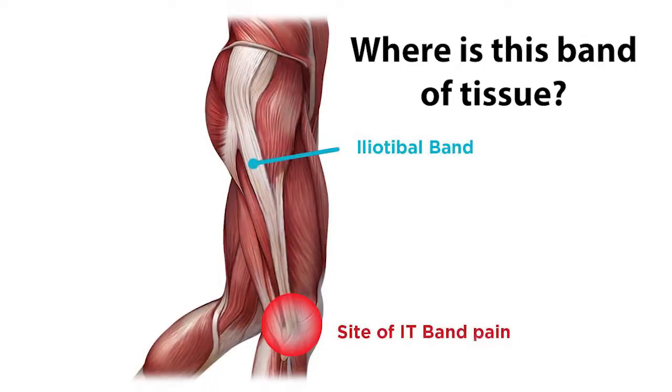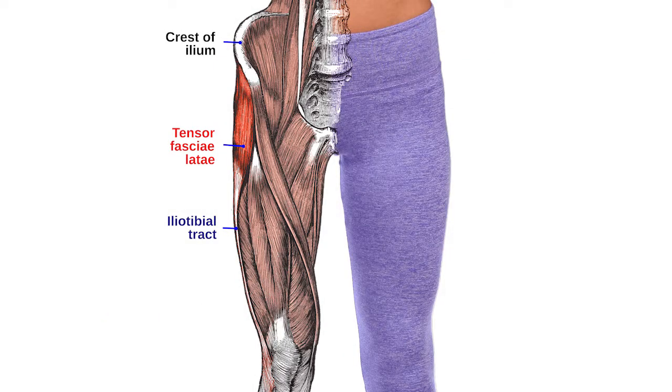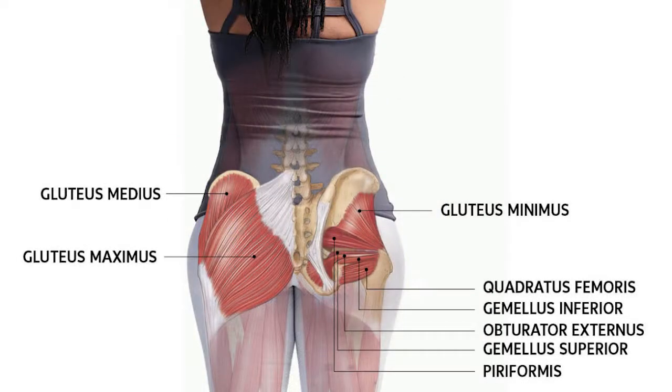The iliotibial band is a thick band of fascia that begins at the iliac crest in the pelvis and runs down the lateral, or outside part of the thigh and crosses the knee to attach into the top part of the tibia, or shin bone. It forms from the tensor fascia lata and two of the gluteal muscles, the gluteus medius and the gluteus minimus, and then stretches across the knee. The IT band is an important structure of the lateral part of the knee that acts like a stabilizer as the joint flexes and extends.